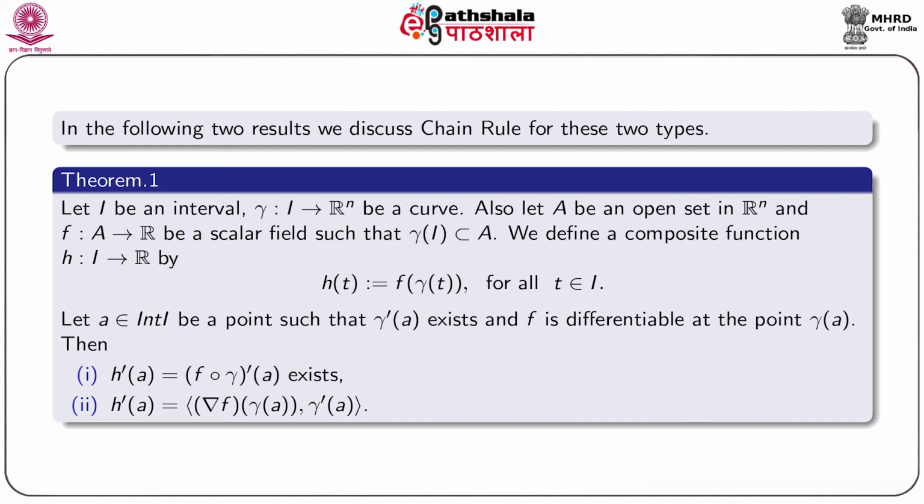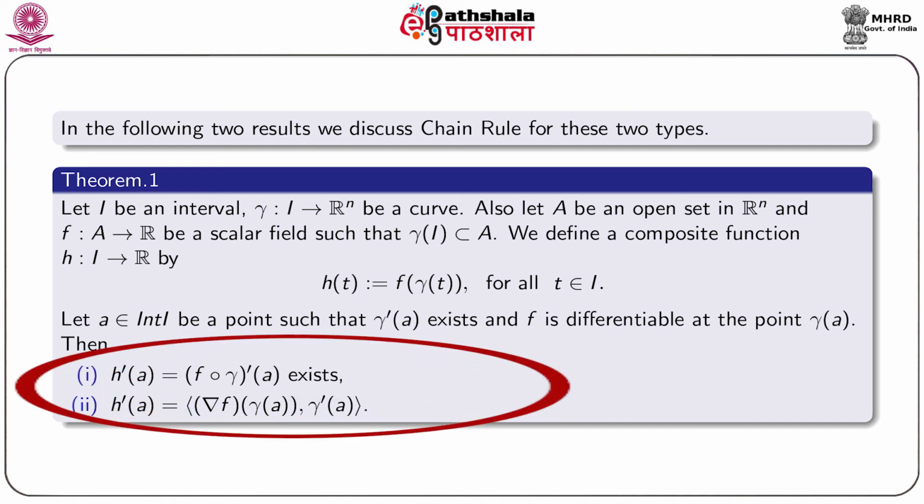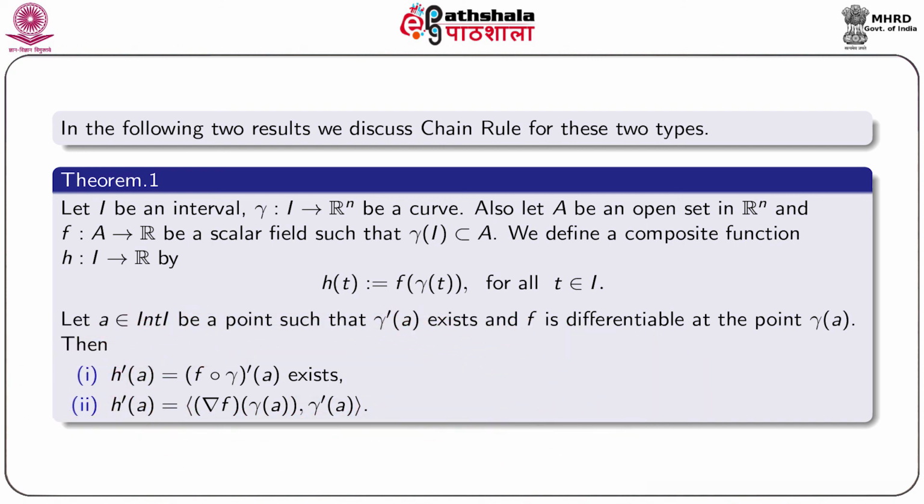Let A be an interior point of the interval I such that gamma dash A exists and f is differentiable at the point gamma A. Then h is differentiable at A, that is h dash A equal to f compose gamma dash A exists. Next, if we consider h dash A as a real number, then we have h dash A equals the inner product of grad f at gamma A and gamma dash A.